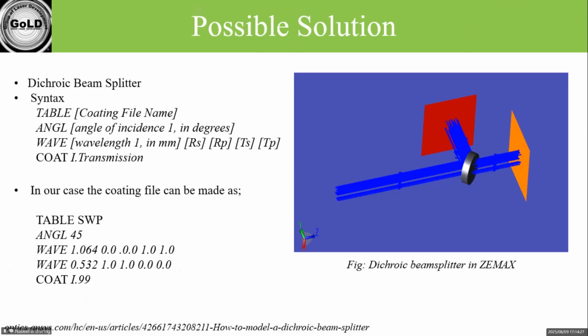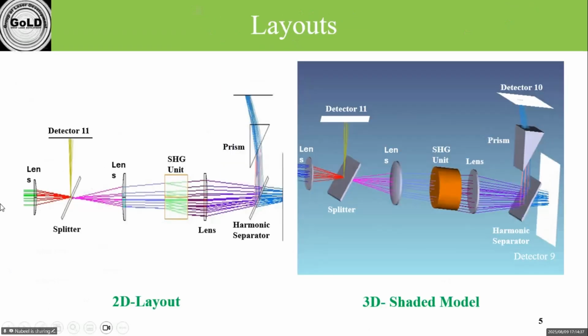Nabeel, first tell me, where do you want to use this dichroic beam splitter? In place of the conventional one? Sir, wait, let me go to the previous slide. Here, in place of the harmonic separator. In place of basically the harmonics? Yes, it is not actually a harmonic splitter.